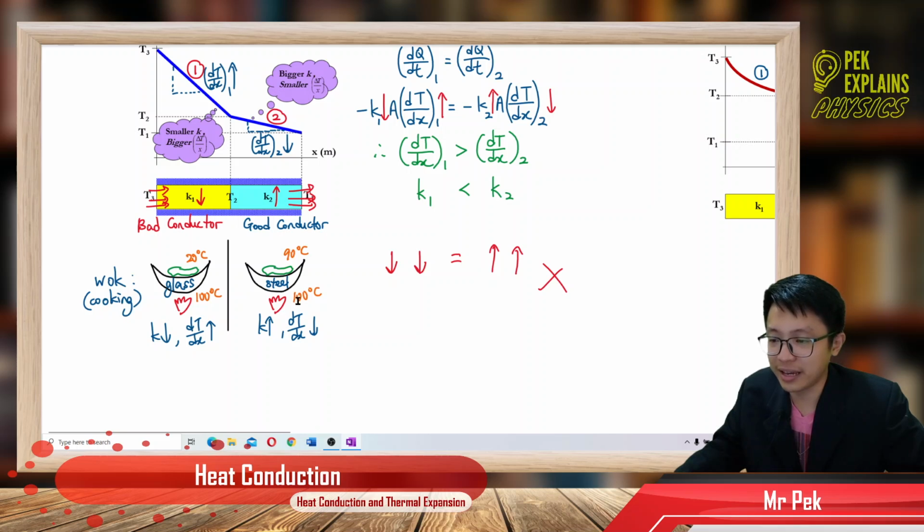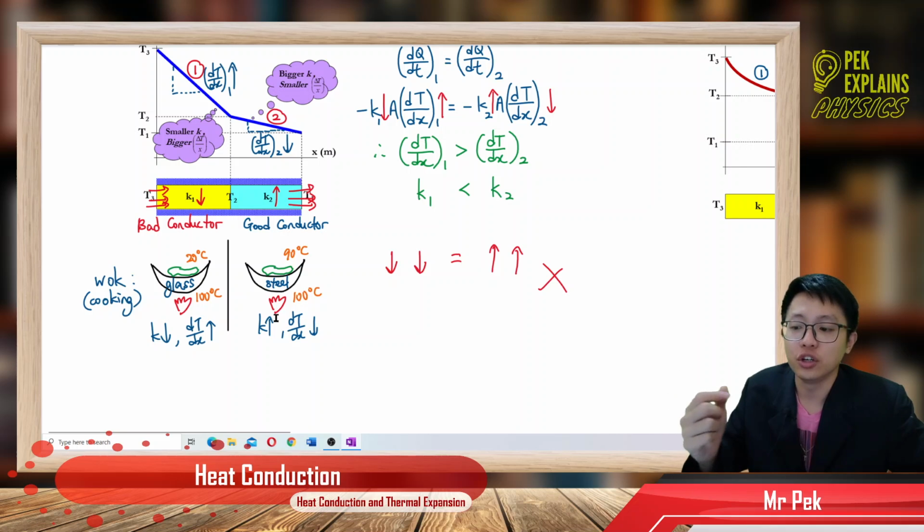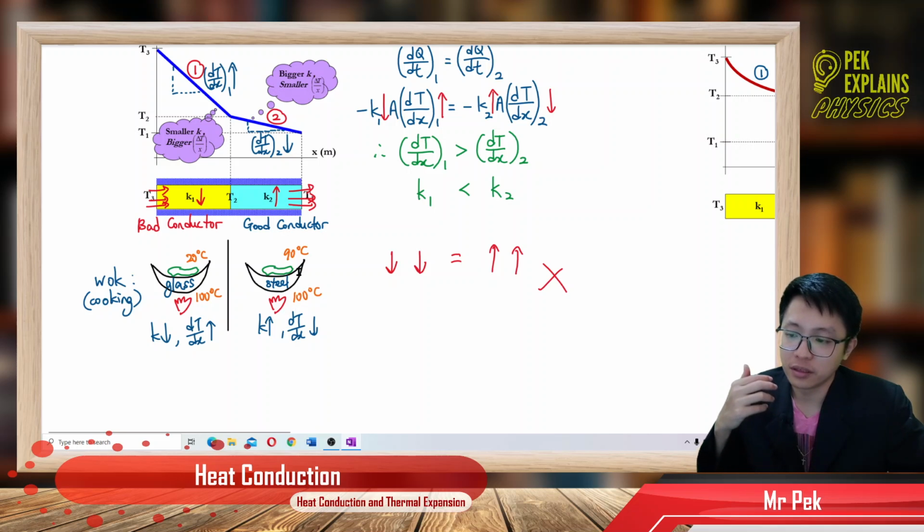So 90 and 100, the difference is only 10. The temperature gradient is very small. That's why steel is a good conductor. When it is a good conductor, the temperature gradient is very small. So easily the heat can cook the food.